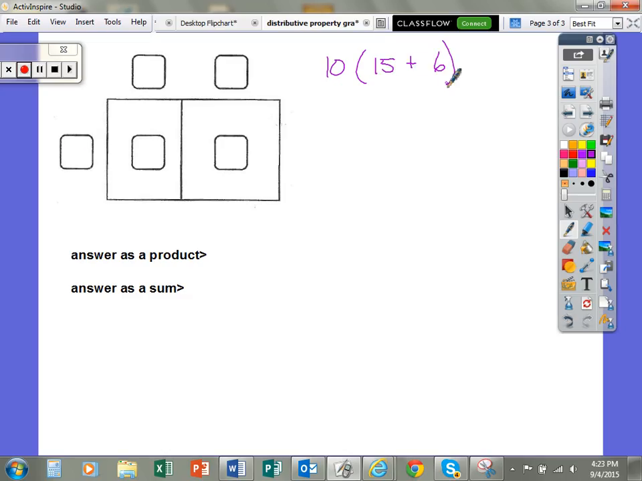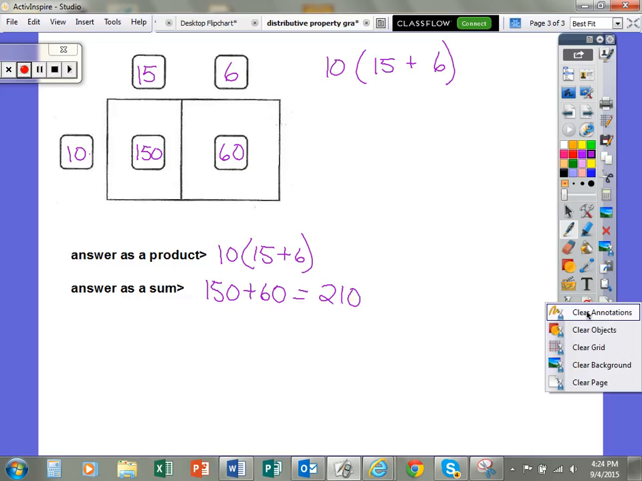Again, we put the number outside the parentheses to the left. We put our addends on the top. And then we multiply. 10 times 15 is 150. 10 times 6 is 60. So our answer as a product is 10 times the parentheses of 15 plus 6. And our answer as a sum is 150 plus 60. Which would, of course, equal 210.